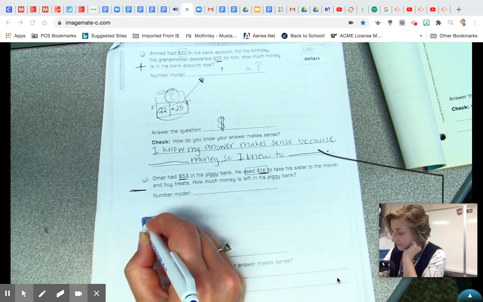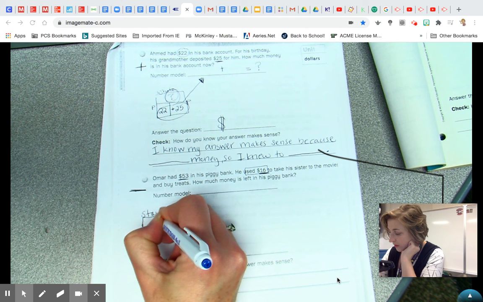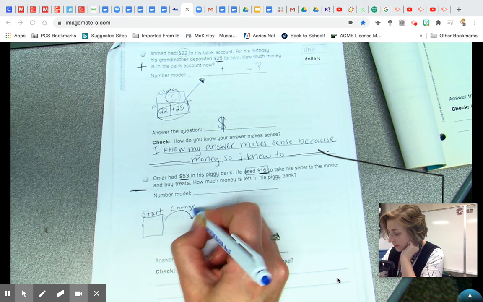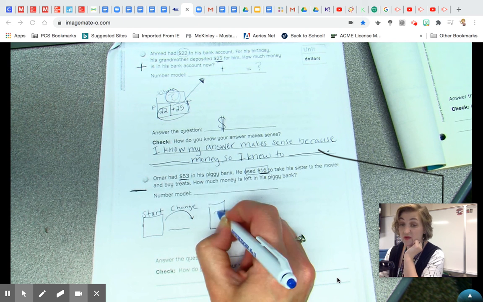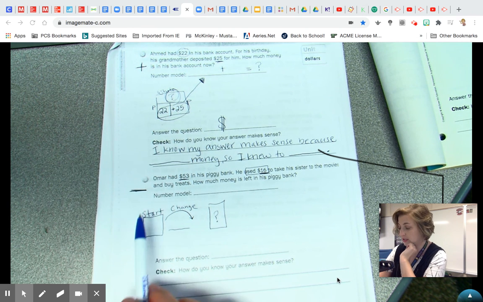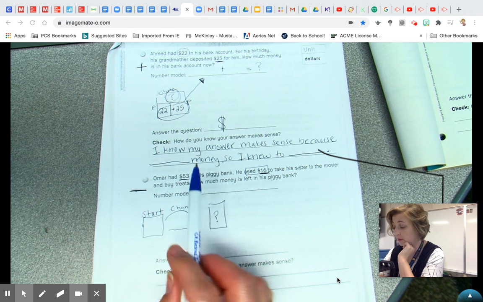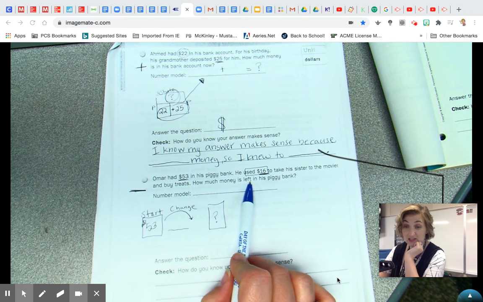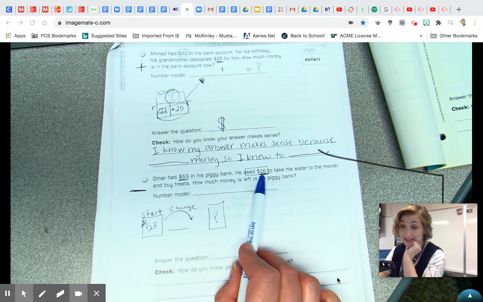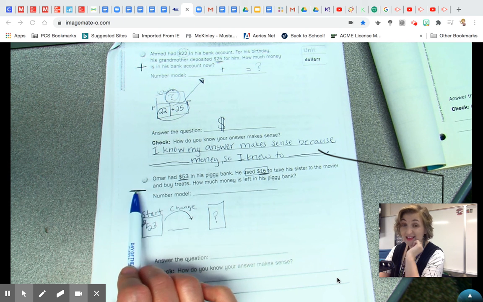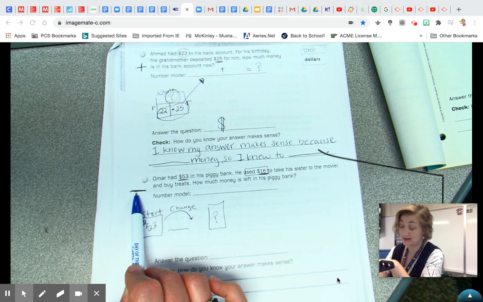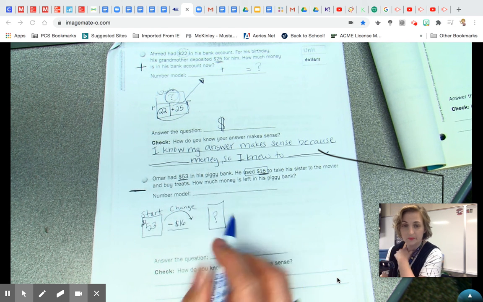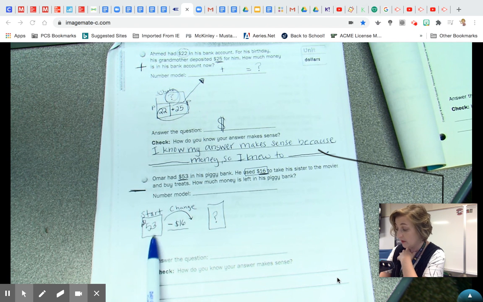So where did I start? What was my change? And then where did I end up? We don't know where we end up yet. Okay, so where did I start? I'm starting with $53. Okay, and he went to the movies and he spent $16. And we all said today that means he lost some money. He spent it. So now he has minus $16.